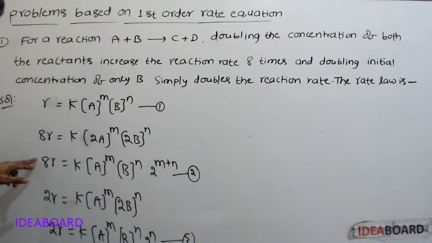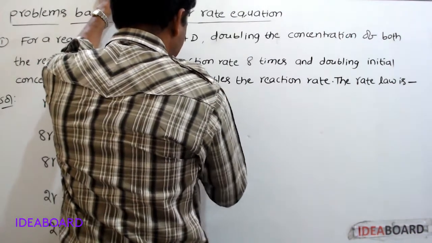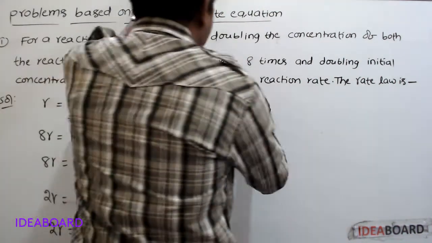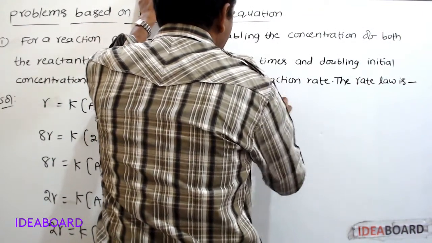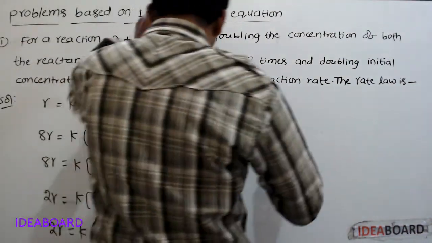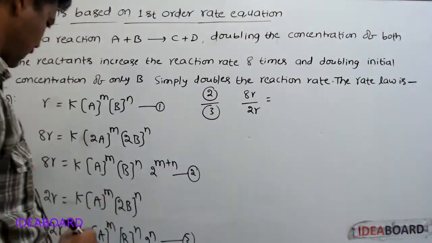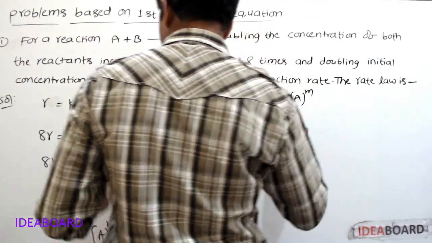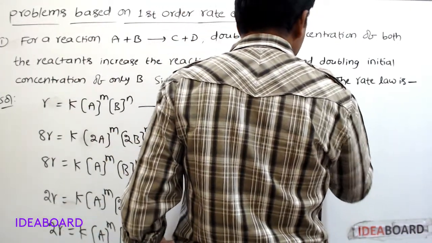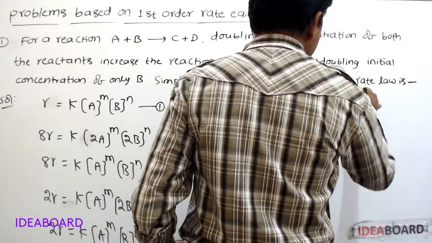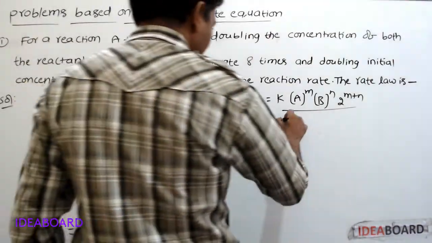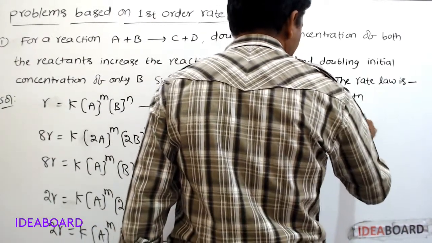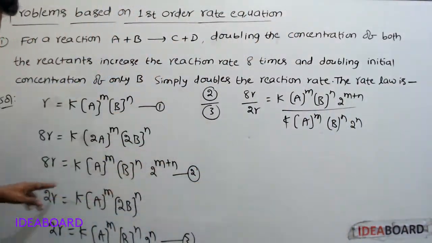See, first I am taking 2 by 3, second equation by third equation. 8R by 2R is equal to K into A concentration power m into B concentration power n into 2 power m plus n, divided by K into A concentration power m into B concentration power n into 2 power n.